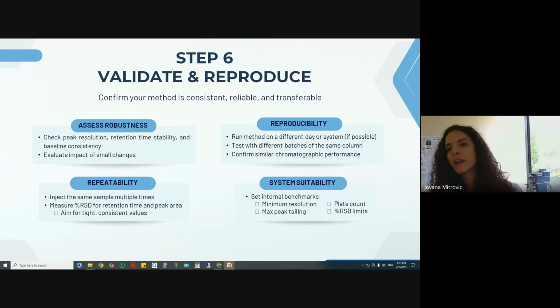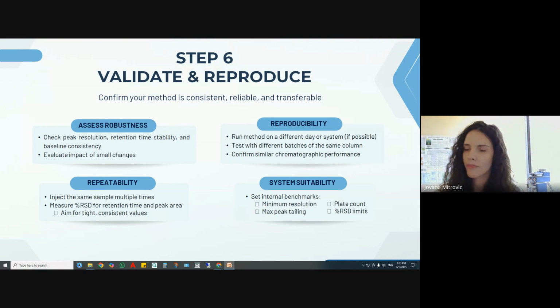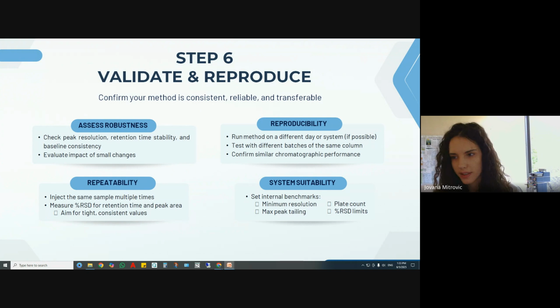Now that your method is developed, the final and one of the most important steps is validation and ensuring reproducibility. First, you want to check robustness. That means making small, deliberate changes in conditions, like a very slight change in pH or buffer concentration, and confirming these don't cause very big shifts in retention time or resolution. We expect some shifts, but that it's not drastic.